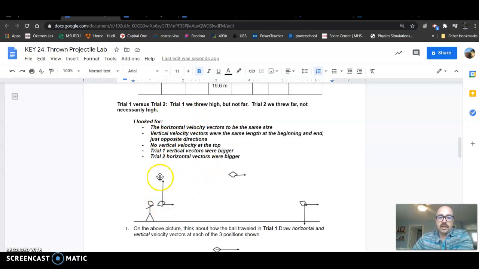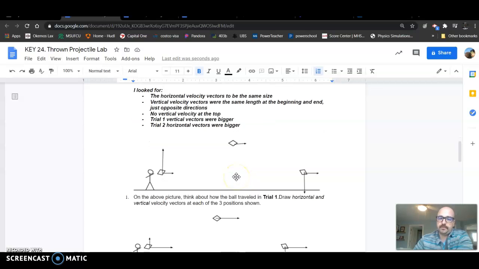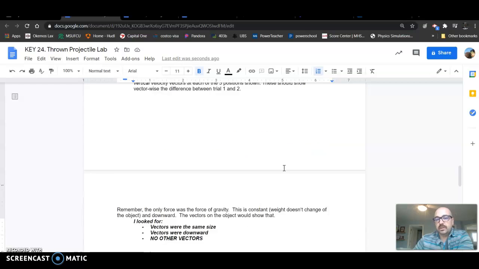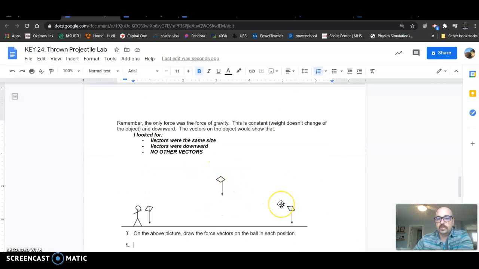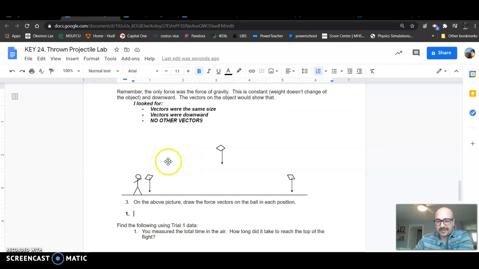So large vertical component. For the first one, these first two are opposite directions. One of the mistakes a lot of kids made was they added a vertical component at the top, which is not true. There's no vertical velocity at the top. That's different if I had said draw the acceleration vectors, because the acceleration vectors you would really do the same drawing as you do here for the force of gravity vectors. So if these were acceleration, it would be downward the whole time because of gravity, because of the force of gravity.